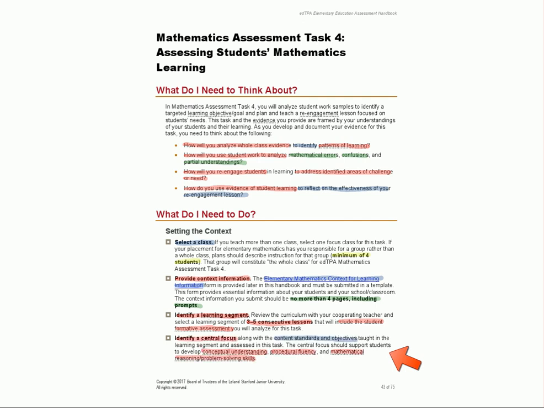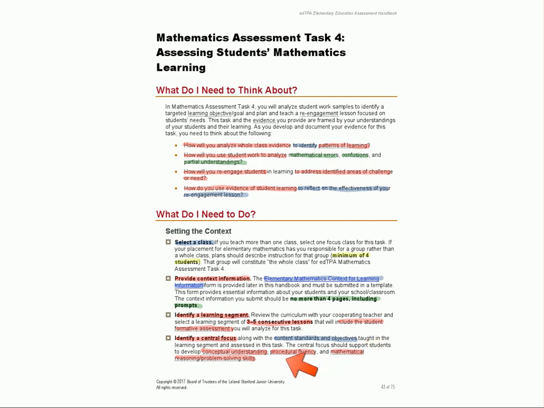you want to identify a central focus along with the content, standards, and objectives. So you need to have both of those things. What is at the heart of this sequence of lessons? What are the big ideas coming out of this lesson segment, this learning segment of 3 to 5 lessons? And then what content, standards, and objectives sit alongside that and make sense?